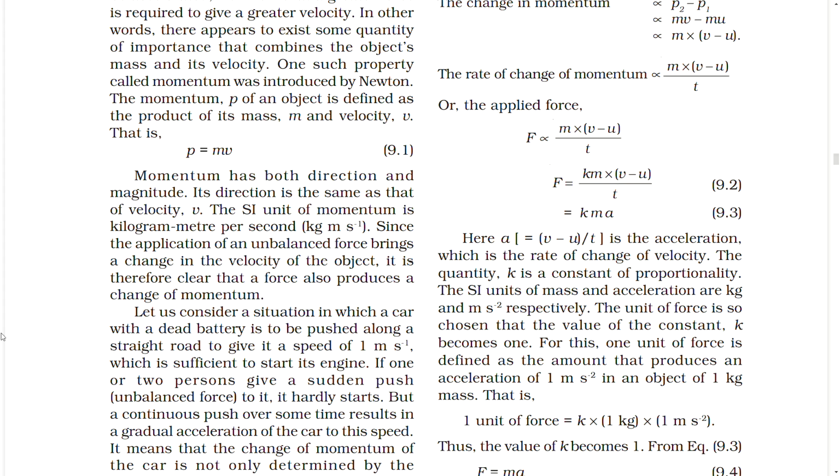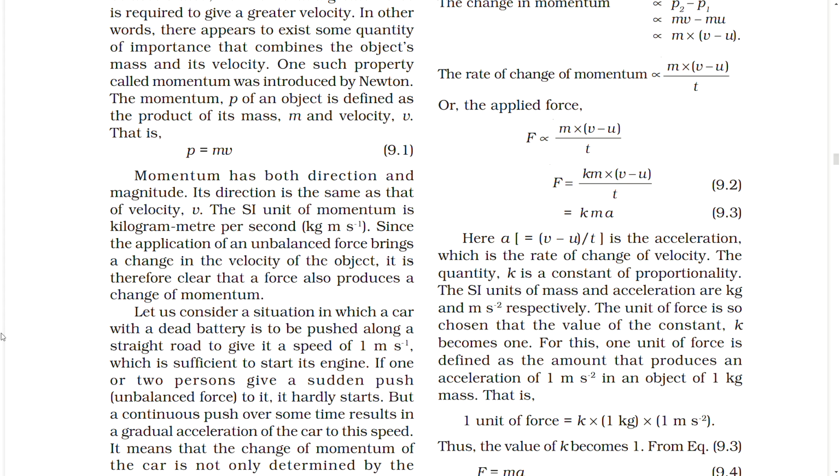The SI units of mass and acceleration are kg and meter per second square respectively. The unit of force is so chosen that the value of the constant k becomes 1. For this, one unit of force is defined as the amount that produces an acceleration of 1 meter per second square in an object of 1 kg mass.